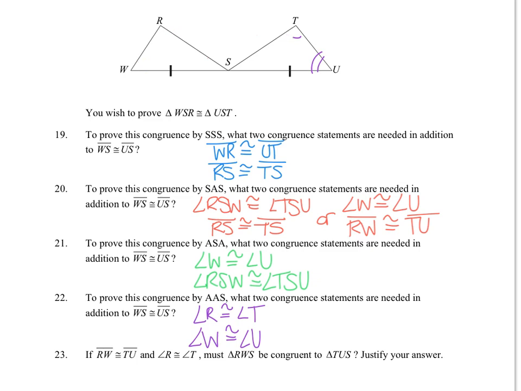If we wanted to do it a different way, we would need to prove the other two angles, where it's angle angle side from the right-hand side. So we'd still need to prove that angle R is congruent to angle T, but we then need to prove this other angle. So we've got angle R is congruent to angle T, but we would also need to prove that angle RSW is congruent to angle TSU. So either one of these scenarios works. It doesn't matter which one you pick because they both prove congruency using AAS.